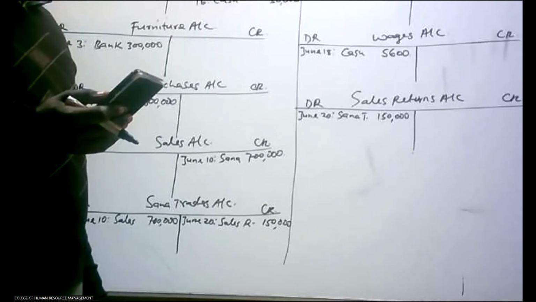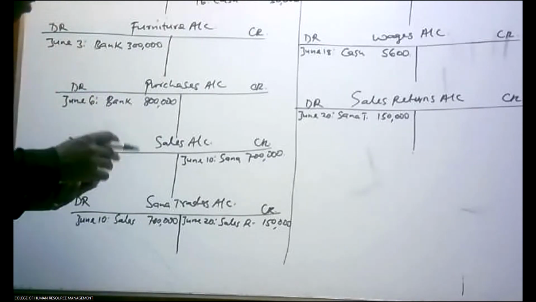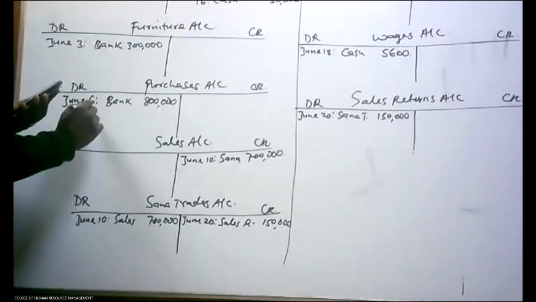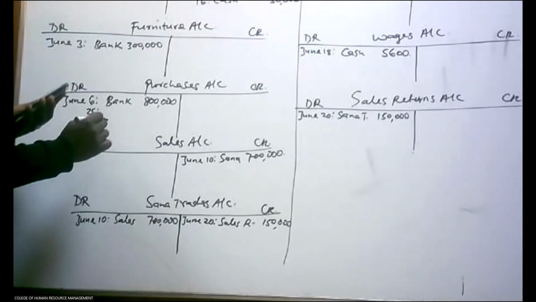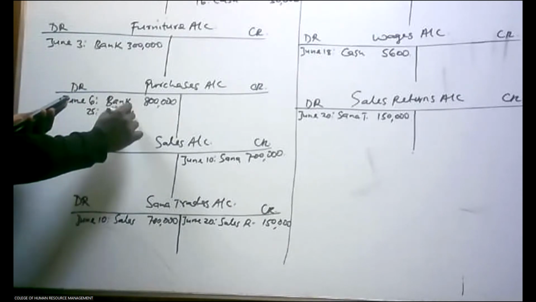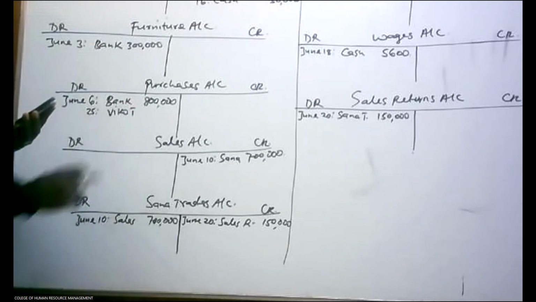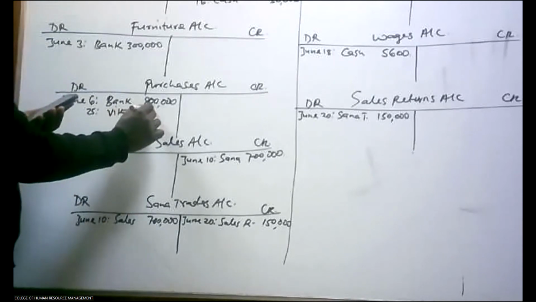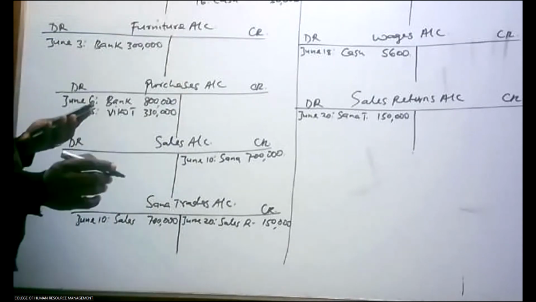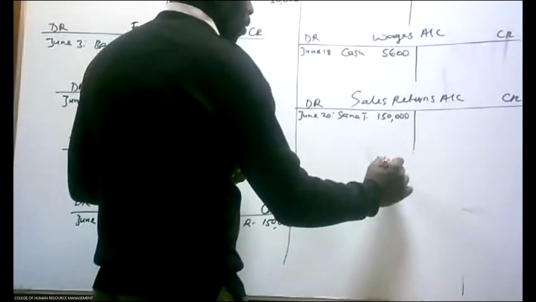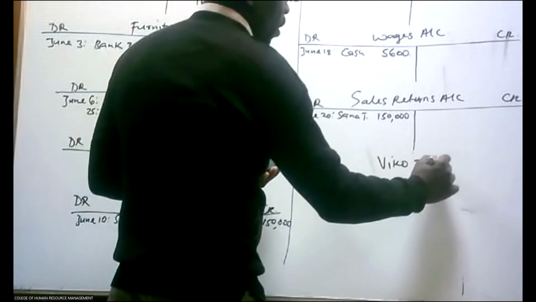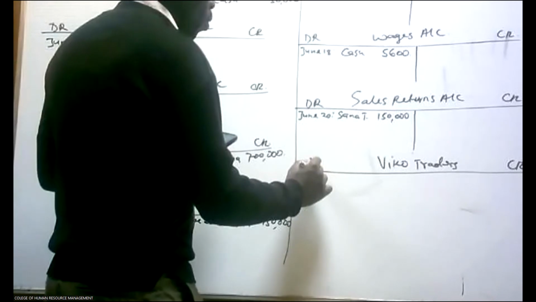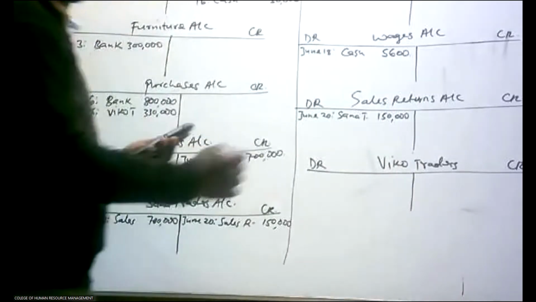On 25th, bought goods. Whenever you hear the words bought goods or bought stock, you go to the purchases. On 25th, you write, they were bought from who? From VCO Traders. If it is on credit, you write the name of the supplier. And VCO Traders supplied us with 330,000 worth of goods. That simply means we need an account for this supplier, VCO Traders. It is a creditor, an account payable.